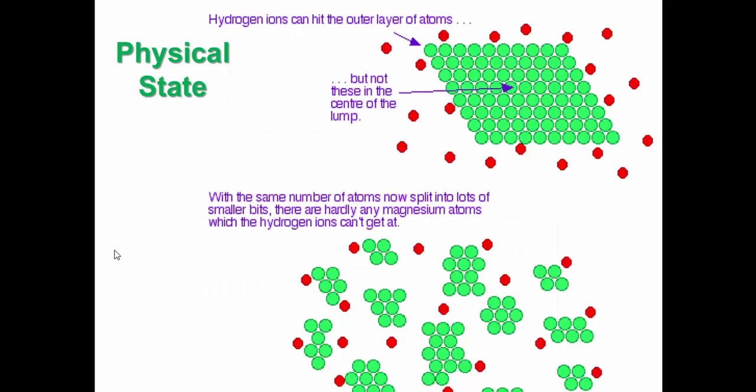Now, what about the physical state? You've got to think about this. It's kind of cool. If you have a clumping of a surface and you have hydrogen atoms trying to bombard the clump, it's not very good because they cannot access the material. However, if you split them into smaller bits, notice the hydrogen has access to many more of the items, and therefore it can happen much, much faster.